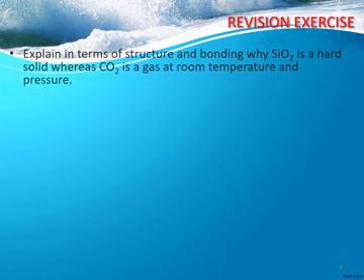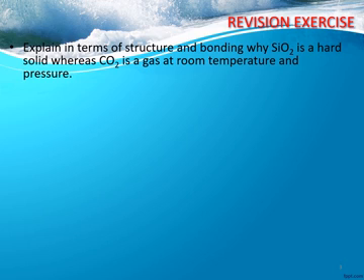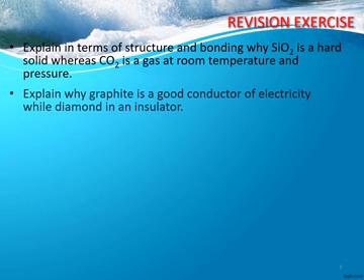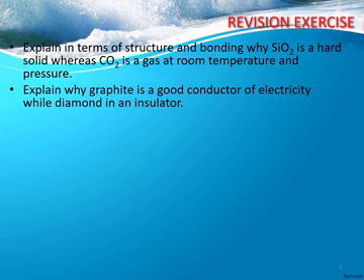Now let us start with the revision exercise. Explain in terms of structure and bonding why silicon dioxide is a hard solid whereas carbon dioxide is a gas at room temperature and pressure. Explain why graphite is a good conductor of electricity while diamond is an insulator. We discussed this last time when we were studying the giant and simple molecular structures. Here you have to stop the video while answering the questions, and you will go on watching the video when you are done.